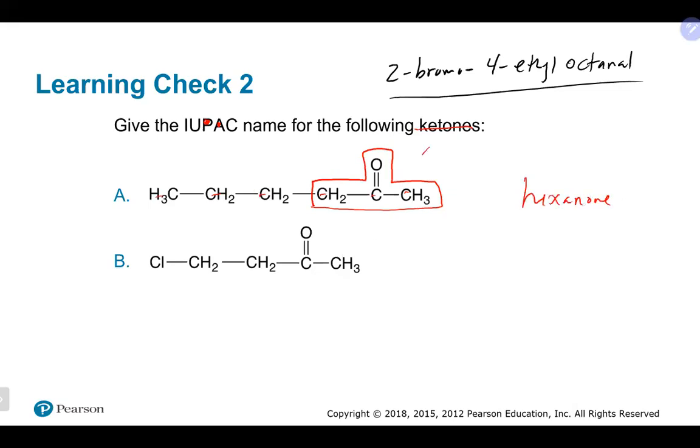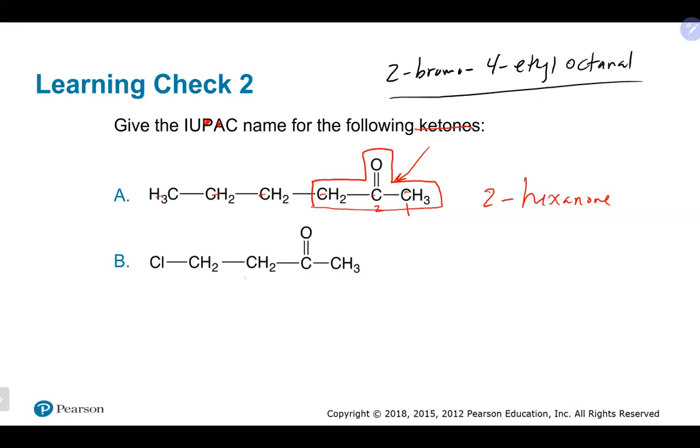And in this case, we do need to give the location of that carbon oxygen double bond. And you can just probably see that if you go right to left, that's going to give you obviously the smaller number. So that's a little 2-hexanone action happening there. Any questions on that one there?